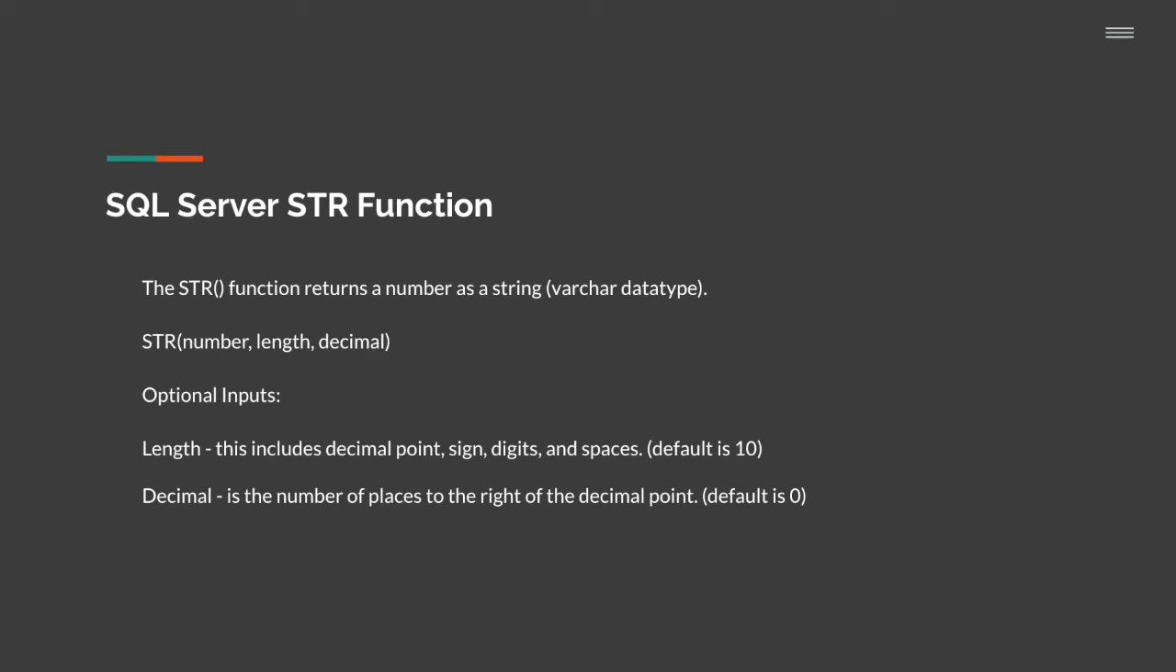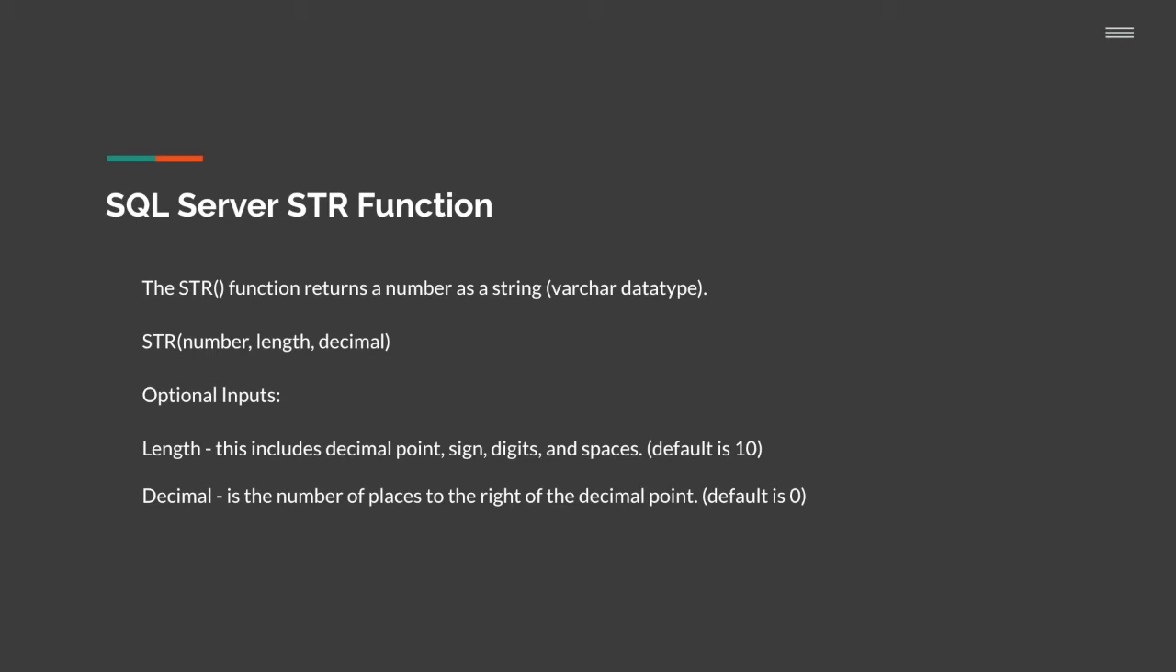The other inputs are optional, and they are the length and the decimal. The length indicates the number of characters it should take into account from the number provided to operate the function against. This will include the decimal point, the sign, the digits, and any space provided. Now, the length will default to a value of 10 if nothing is provided. The decimal input signifies the number of places to the right of the decimal point to be returned. If no decimal input is provided, then it will default to a value of 0.